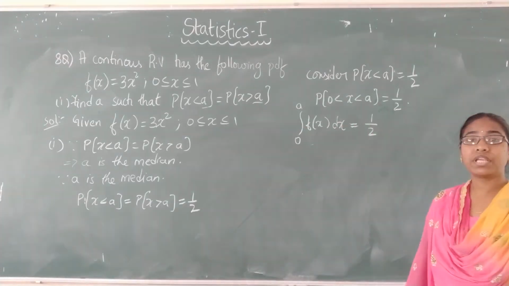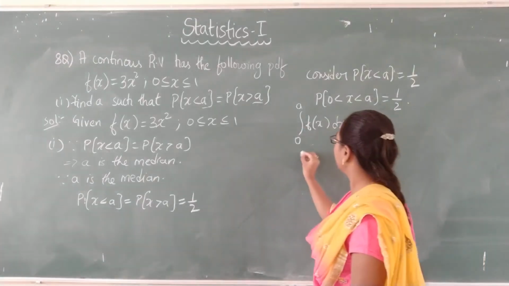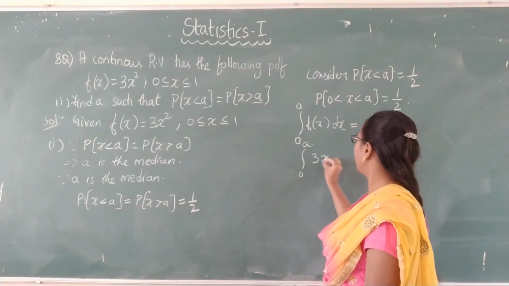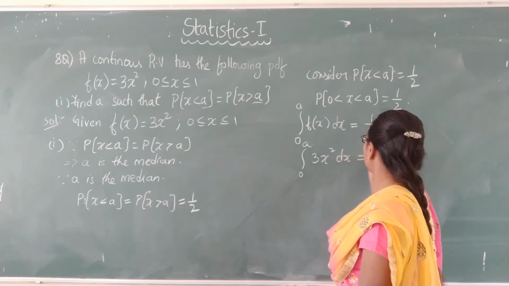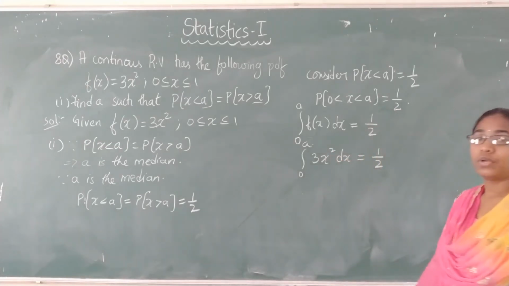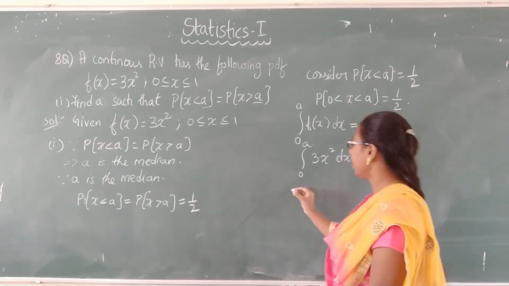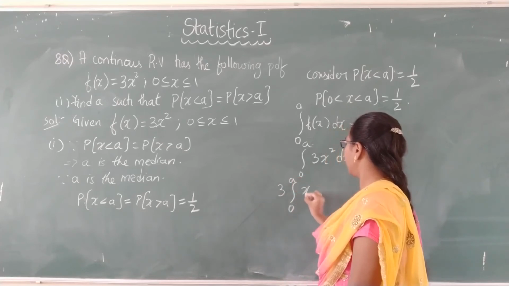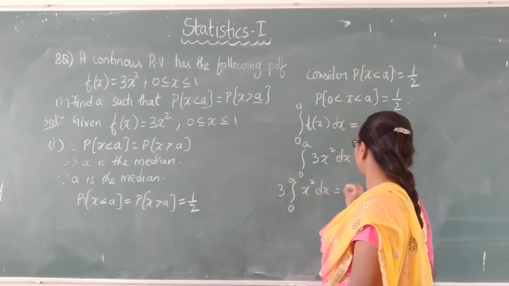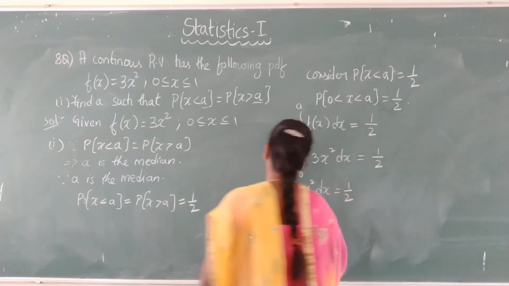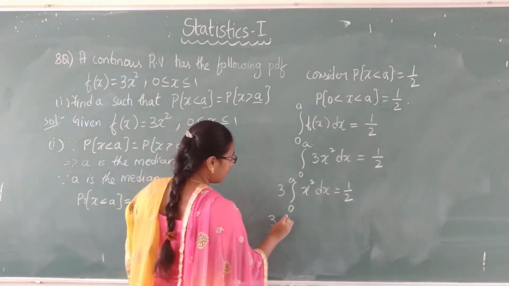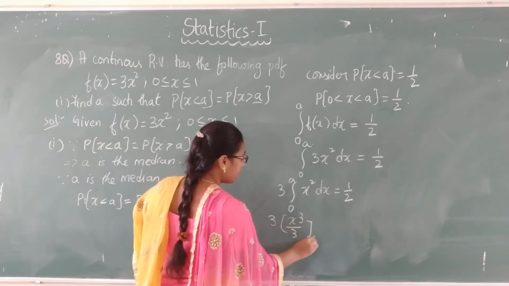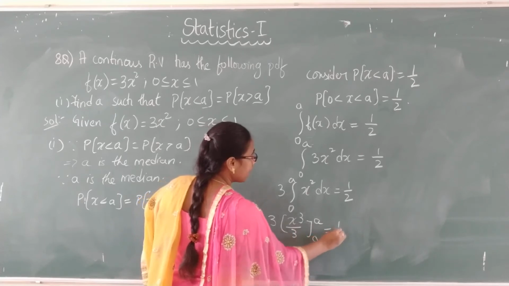Now substitute the given PMF as PDF. Integral over 0 to a, what is the f of x value? 3 into x square dx equals 1 by 2. Now 3 is the constant. Write 3 outside. 3 into integral over 0 to a x square dx equals 1 by 2. Now integration of x square is x cube by 3 within the limit 0 to a is equal to 1 by 2.